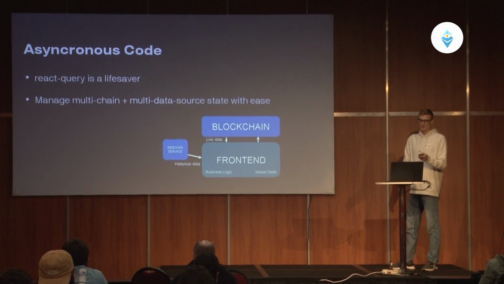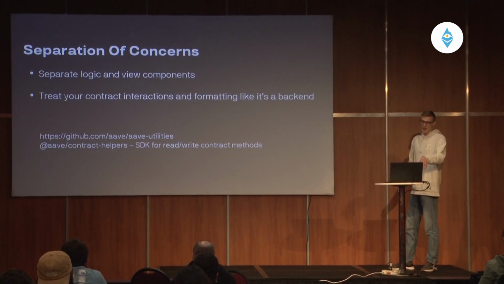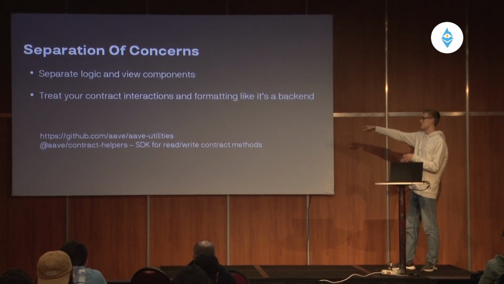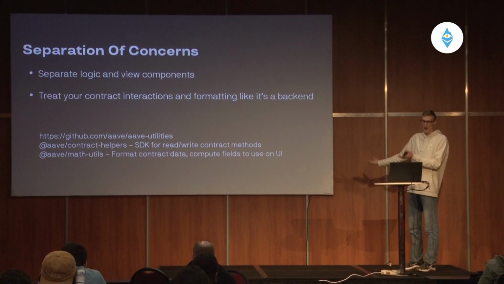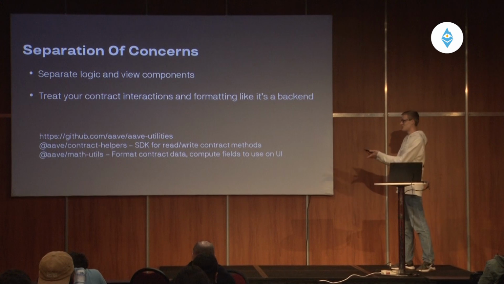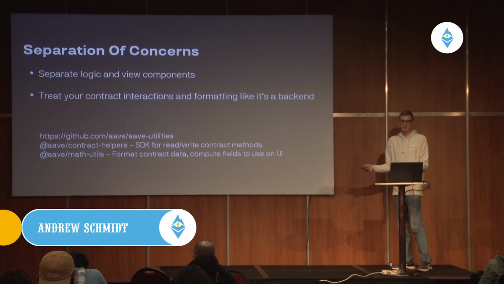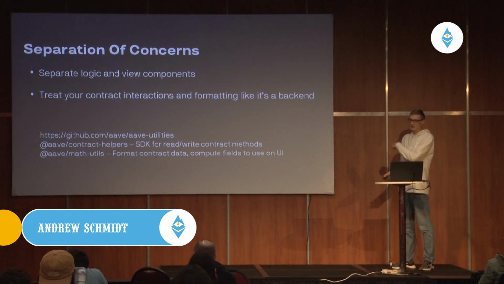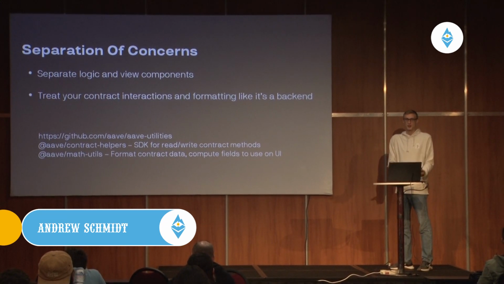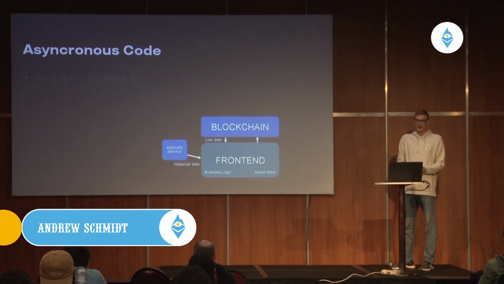But if we go to the separation of concerns, if you have your contract interactions and formatting in a separate library, for example, the Aave contract helpers, the Aave math utilities, this is where it's actually super easy to write tests because there's no rendering actually happening here. All of the code inside of these packages is just static code, which is the easiest to test.